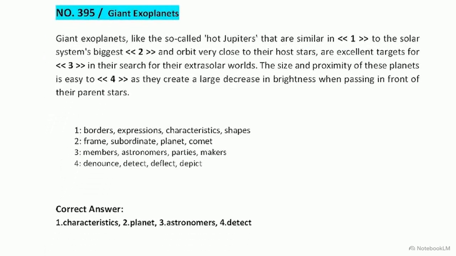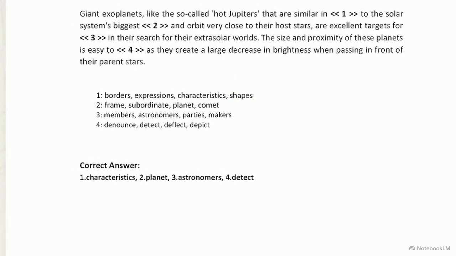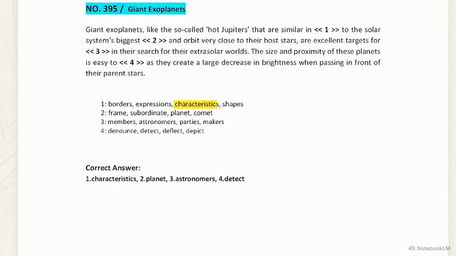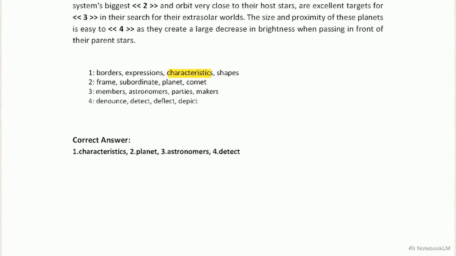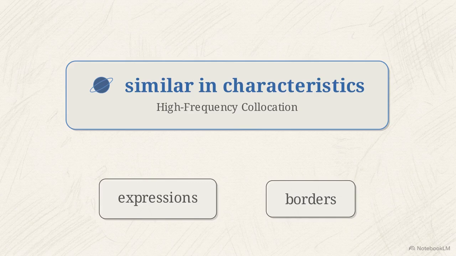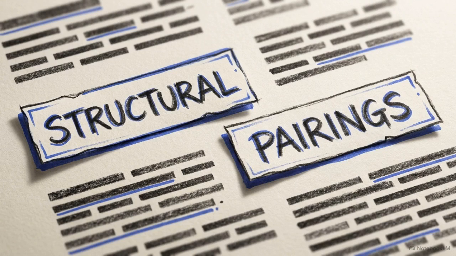When you look at the first set of options, the word shapes might be tempting because we are discussing physical objects. However, in an academic context, describing planets as similar in shapes is stylistically awkward. Instead, we use the formal term for broad planetary features. That word is characteristics. Memorize similar in characteristics as a high-frequency PTE collocation. The other options provided, expressions and borders, simply do not apply to planetary bodies. Success in advanced academic testing relies on recognizing established structural pairings over simple literal descriptions.